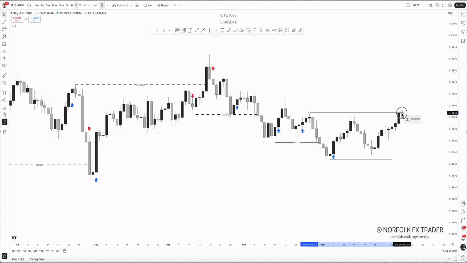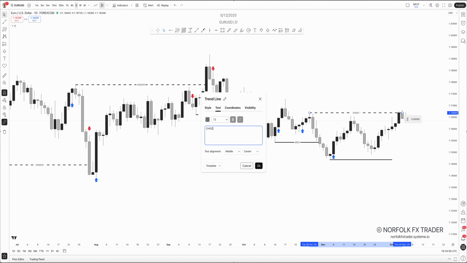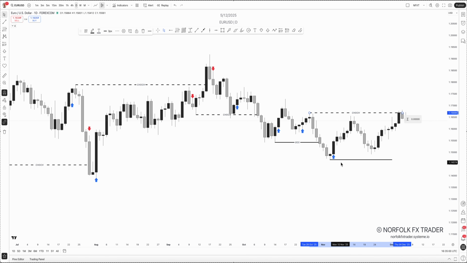What does that now give me again? It gives me another change of character. I'll explain why. Let's mark this out as a change of character. It's a change of character because it's the last current high in this move to downside. This was the first continuation we saw. The market broke structure here. We pulled back in. We made that lower high.